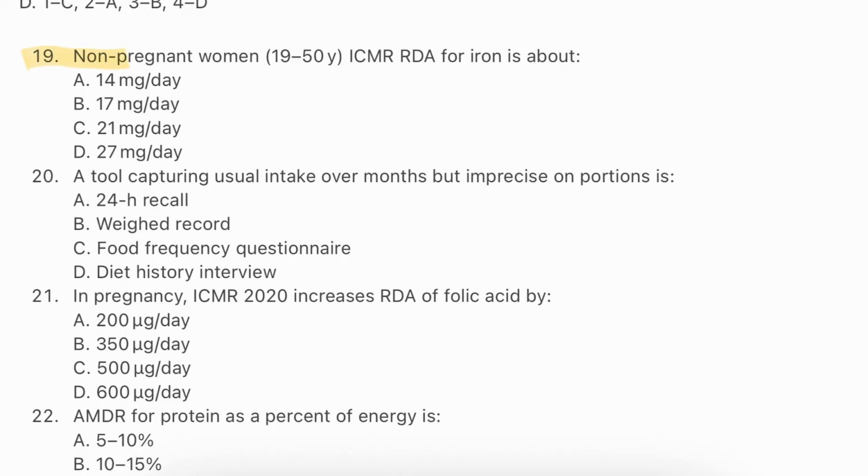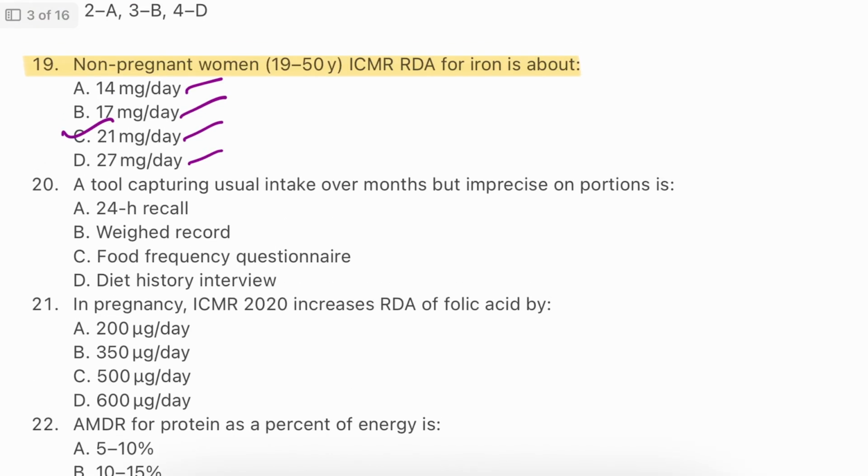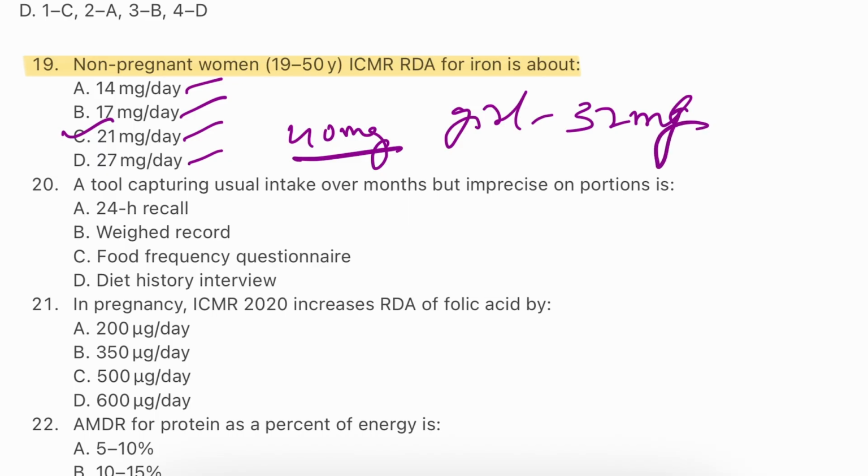Question number 19. For non-pregnant women 19 to 50 years old, the ICMR RDA for iron is about: 14 mg per day, 17 mg per day, 21 mg per day, 27 mg per day. The answer will be C, 21 mg per day. According to ICMR, the RDA for non-pregnant women is 21 mg iron per day. But in pregnant women it will be 40 mg per day, and in adolescent girls it will be 32 mg per day. So depending upon the life cycle, there will be changes in iron RDA levels. Make sure you remember that.